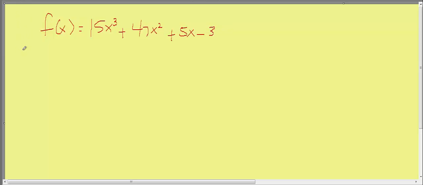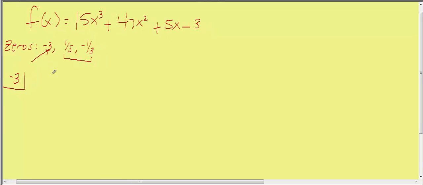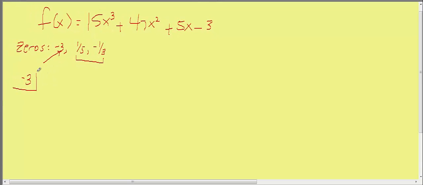Now, we had found that the rational zeros were -3, 1/5, and -1/3. Now, I had told you these, and hopefully you were able to find them, but how can we find the rest of the zeros? Well, what we're going to do is use synthetic division. So I'm going to use this one here, -3, because that's my factor if we bring that in.